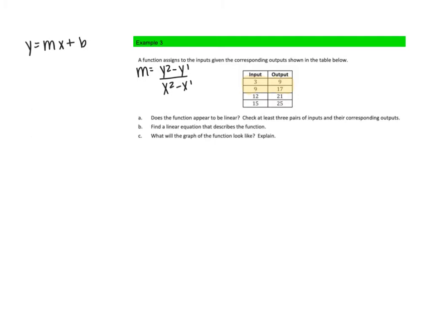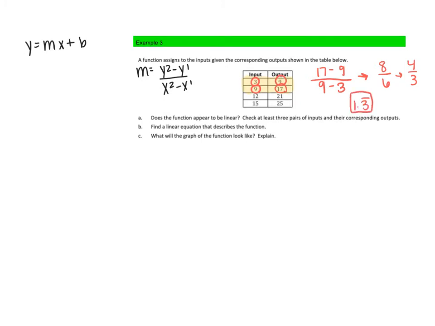So I'm going to fill this in. My y2 is 17 minus my y1 is 9 over my x2 is 9 minus my x1 is 3. And I'm just going to solve this. 17 take away 9 is 8. 9 take away 3 is 6. 8 over 6 reduces to 4 over 3. And you could turn this into a decimal if you wanted. 4 over 3 is the same as 4 divided by 3. And this gives you the decimal of 1.3 repeating.